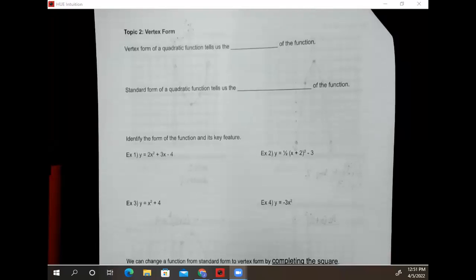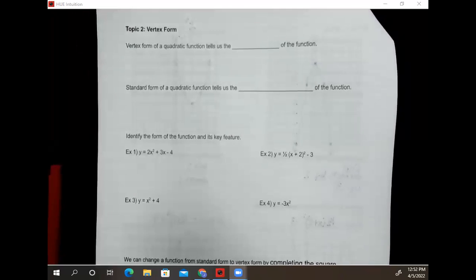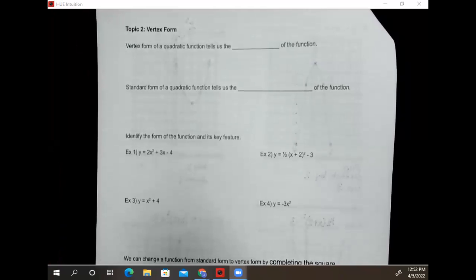Okay, for today, we're going to continue our review of quadratics, and we're going to talk about vertex form. We actually saw vertex form yesterday when we were graphing, because vertex form is the form that we learned how to graph from. So that's why we saw a bunch of vertex form yesterday. This is something that we've seen already in this packet, and it's something that we're familiar with. So we're going to do a little more work with vertex form for today.